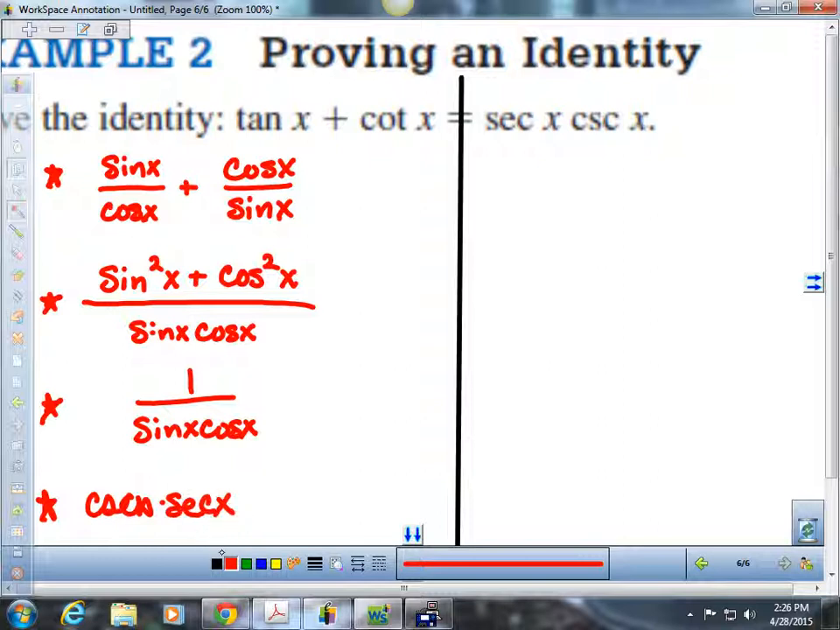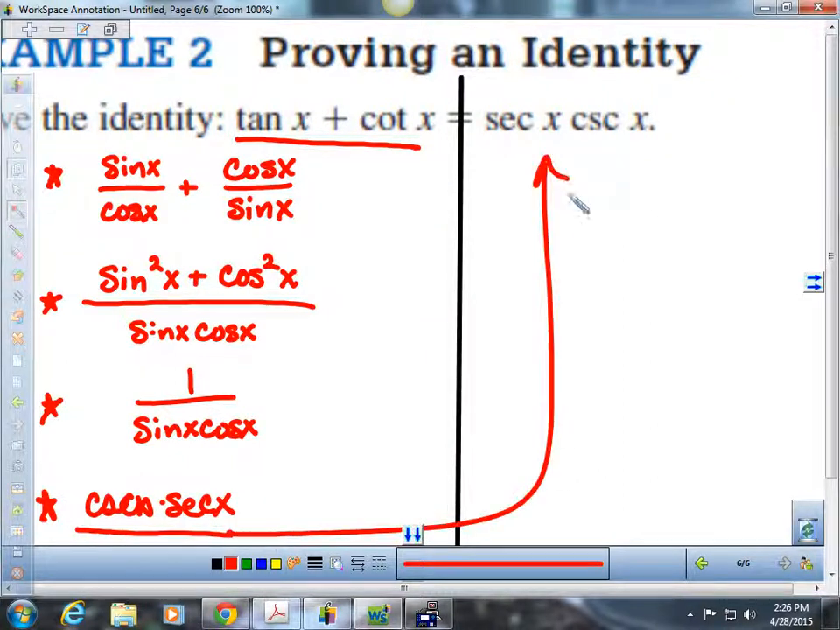Is that what the other side has? Have I proven the identity? Yep, I started with the expression on one side. I ended with the expression that's on the other. And in between, I used identities to simplify down. Questions on that one? Could I have gone the other way on this one as well? Could I have started with the secant, cosecant, and worked at the tangent plus cotangent? Absolutely, I could have. Let's see if we can get one more.